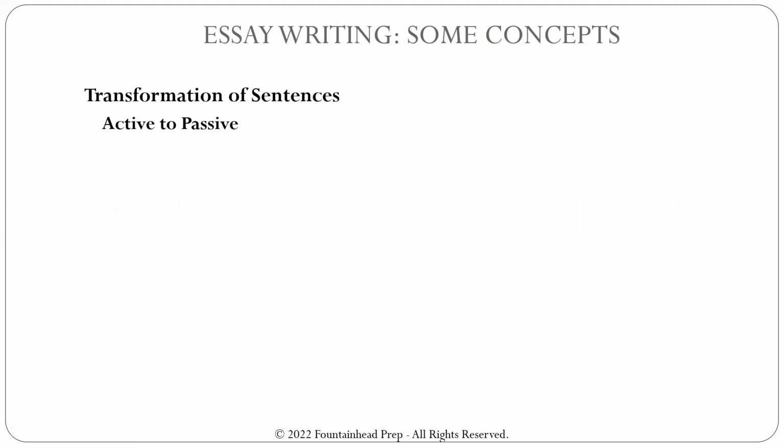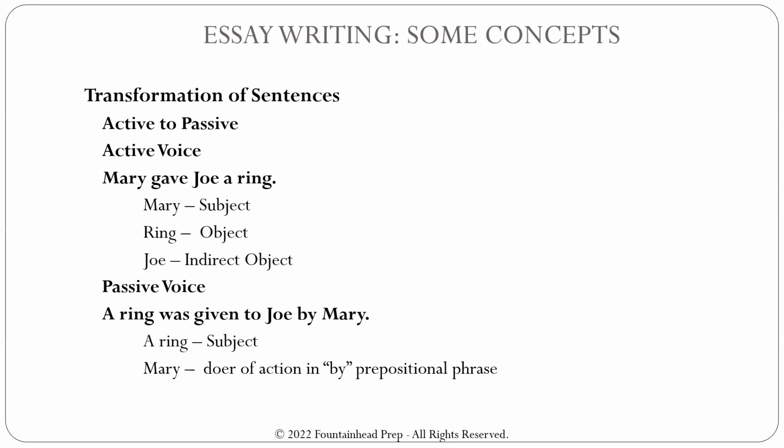Now, when you're looking at the entire scoring criteria, you will see that one of the criteria says different sentence structure. What is the meaning of that? For example, in some question, if you have "Mary gave Joe a ring," it's an active voice because you have subject, verb, object. You make it passive: "A ring was given to Joe by Mary."